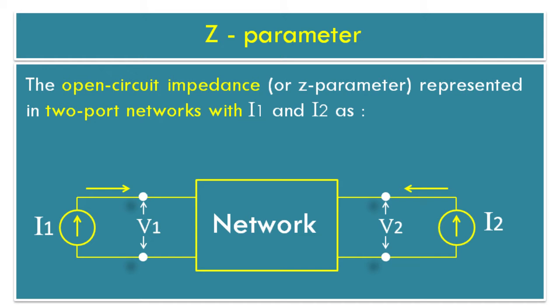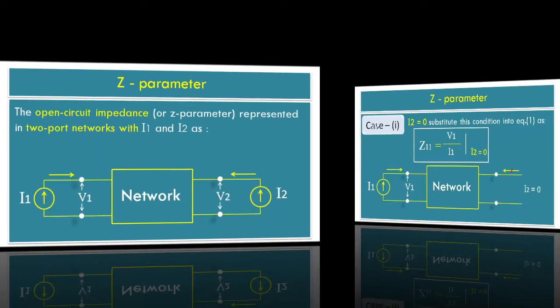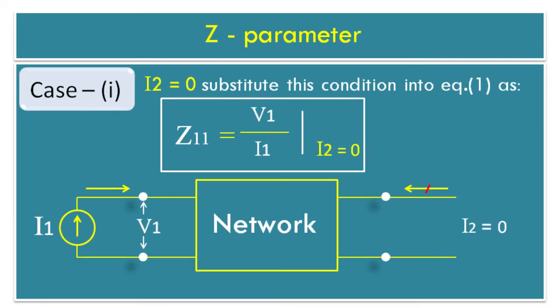The open circuit impedances are represented in two-port networks with currents I1 and I2 as follows. Let's refer to the diagram. A two-port network is given with currents I1 and I2 as inputs at port 1 and 2, and we are measuring voltages V1 and V2 at port 1 and 2 respectively. Please remember the current directions at the time of analysis of a given network or circuit. Let's study case 1 of open circuit impedance.